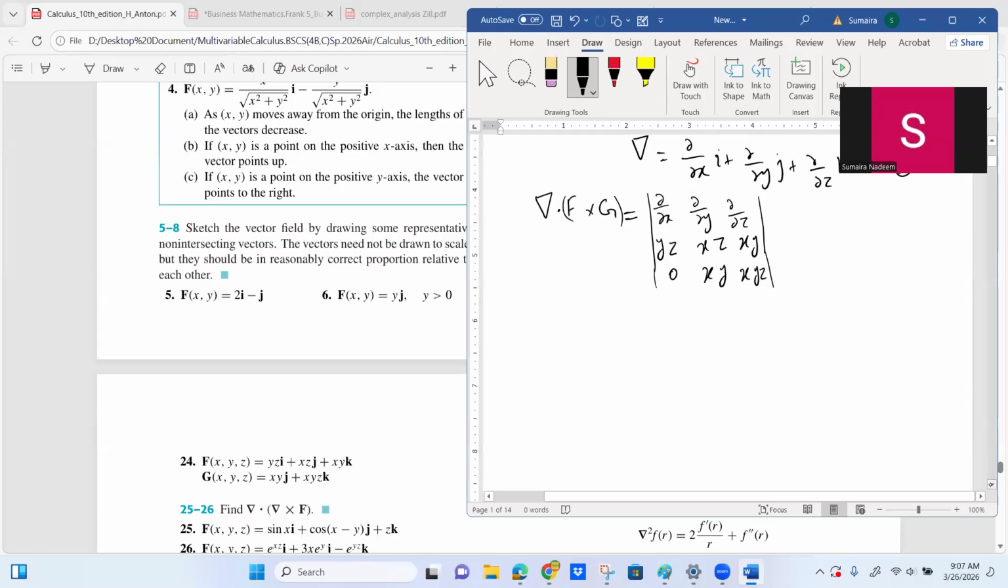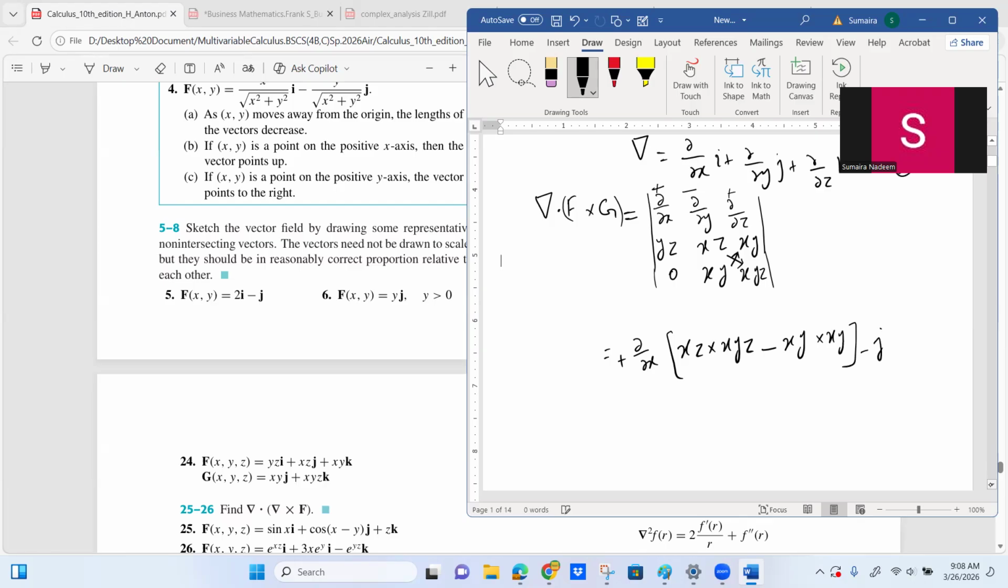Now, as usual, I have to take the determinant of the three values, so the signs are plus, minus, and plus. Now I have to hide this row and this column. So partial by partial x times xz into xyz minus xy multiplied by xy.